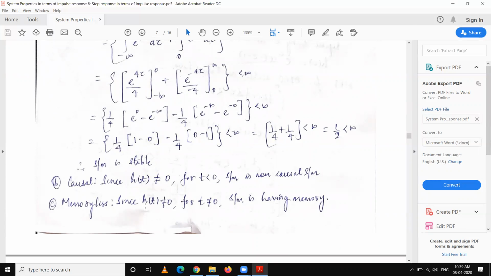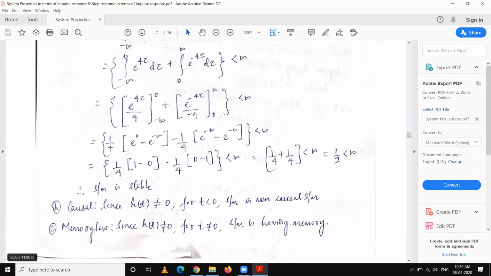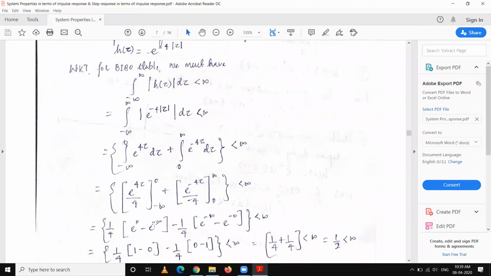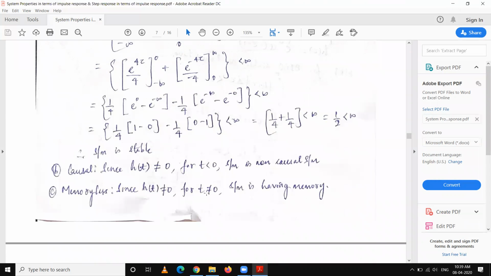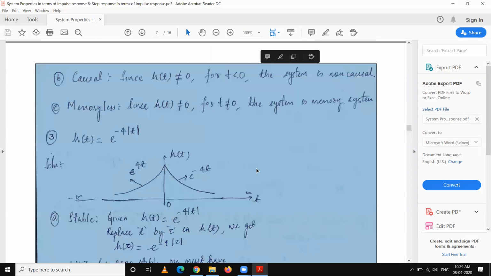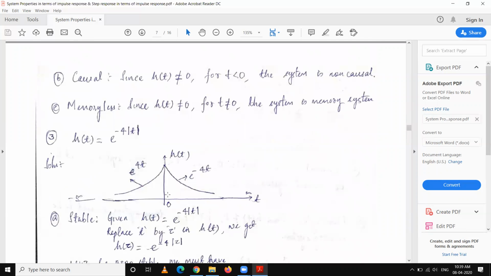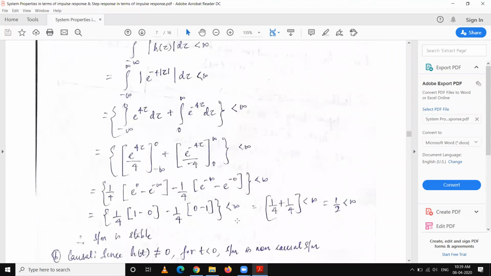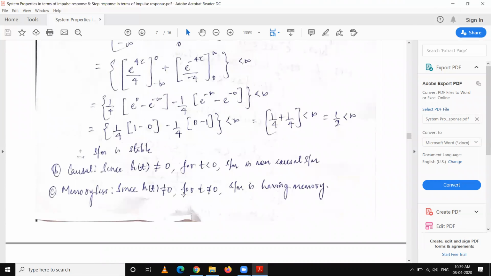Then about memoryless. Since h of t is not equal to 0 for t not equal to 0, the system has memory, or we can say the system is a memory system. We can see that h of t is not equal to 0 for t not equal to 0, so the system is a memory system.